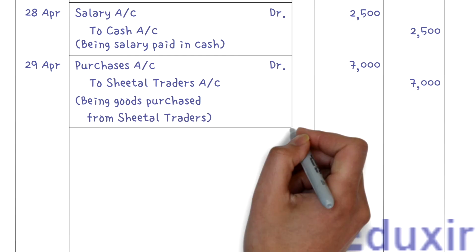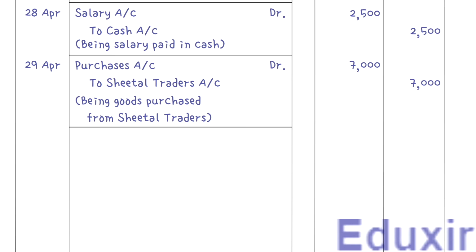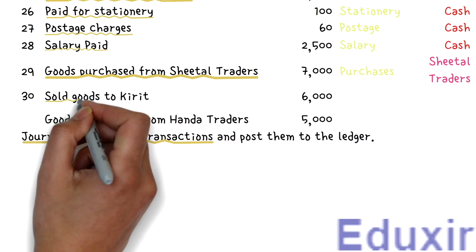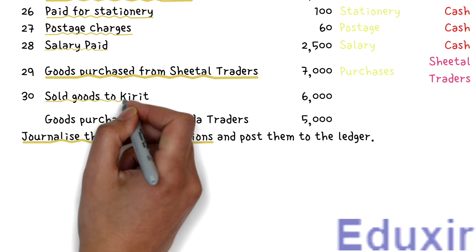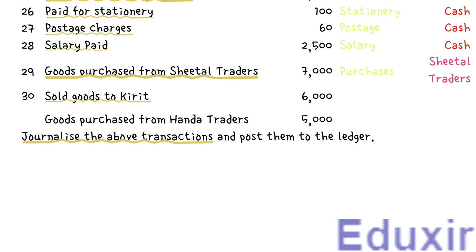Let us now draw a line to mark the completion of generalizing of this transaction. With that, we have completed the generalizing of this transaction. Let us now take up the next transaction. In this transaction, the business has sold goods worth 6,000 rupees on credit to the customer Kirit. So, Kirit becomes the debtor of the business.